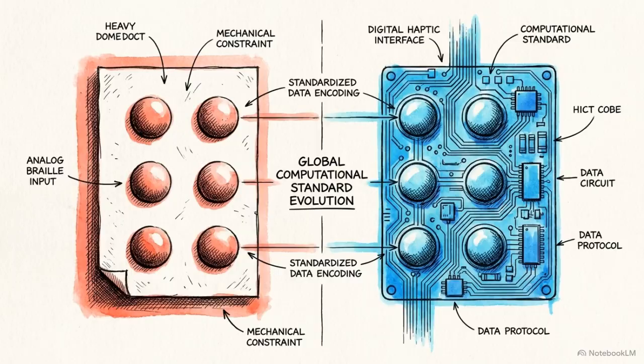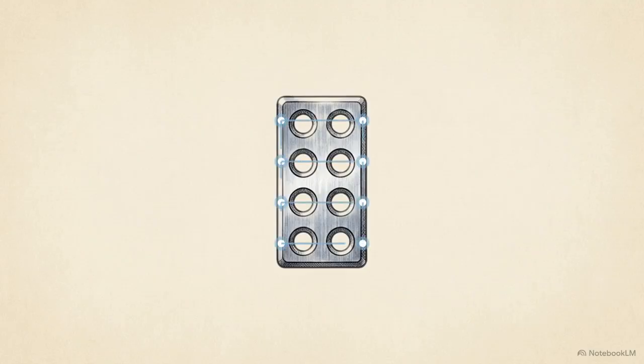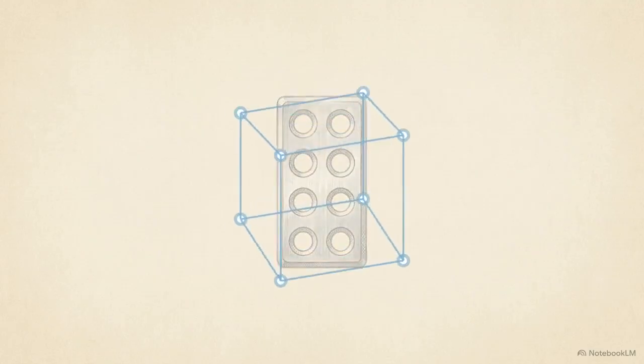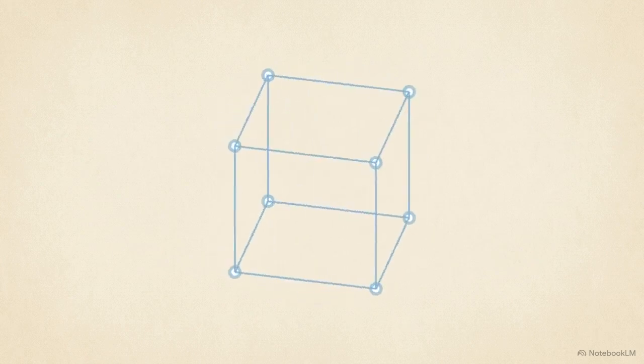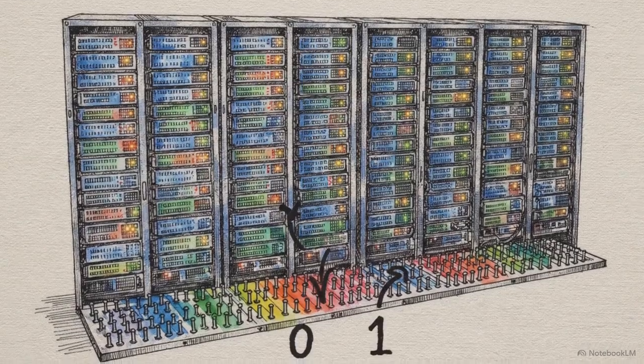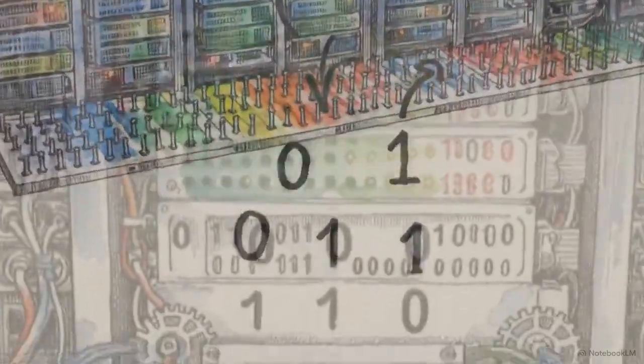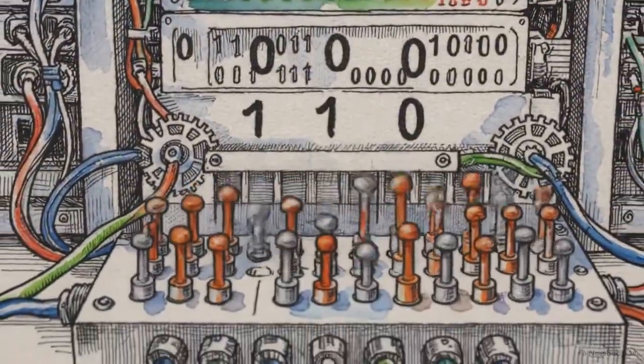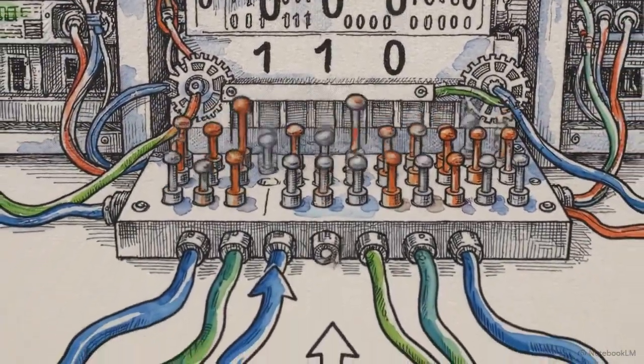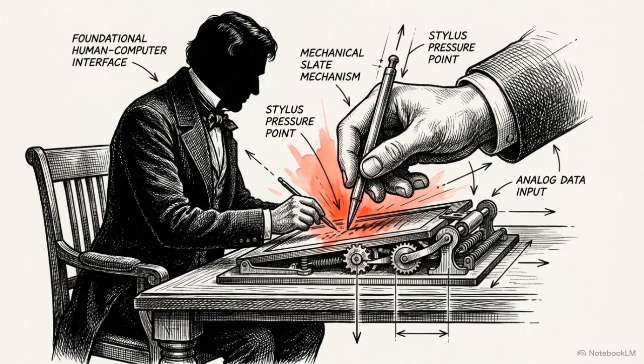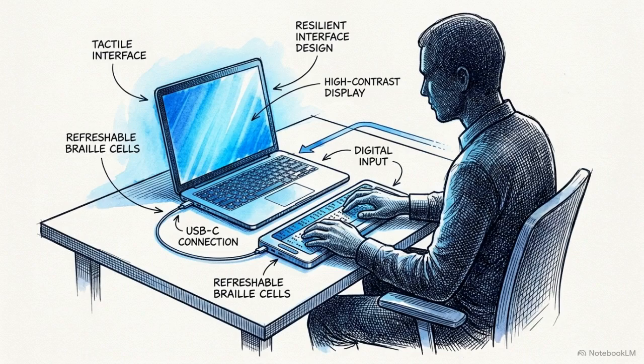What originated as a 19th-century constraint designed to map 64 analog states has evolved into a global computational standard. The durability of this system is not due to historical sentimentality, but to its rigorous internal logic. By utilizing binary data encoding, the Braille matrix mirrored the exact architecture of the computing machines that would eventually power it. Louis Braille did not merely design an alphabet for the blind. He engineered one of the earliest and most resilient human-computer interface designs in history.